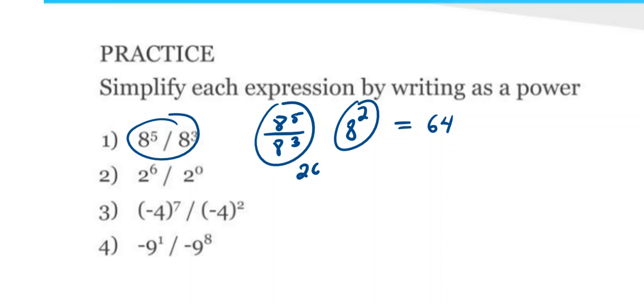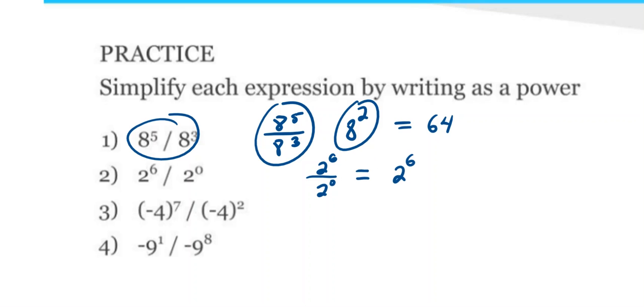2 to the power of 6. Oop, that's 2 to the power of 6 over 2 to the power of 0. What would that be? 2 to the power of 6, because 6 minus 0 is still 6.